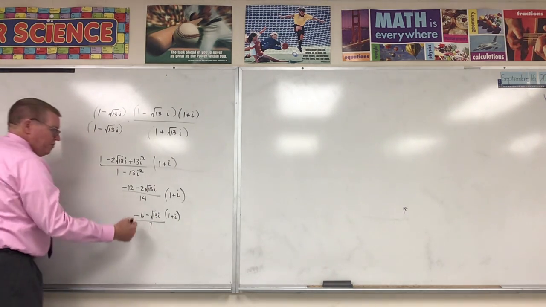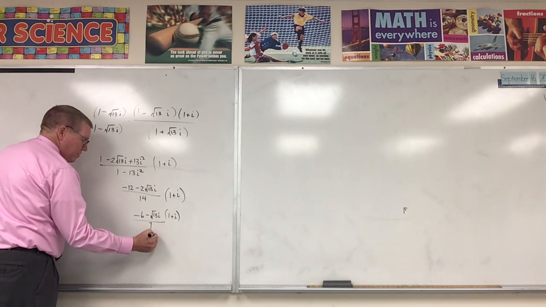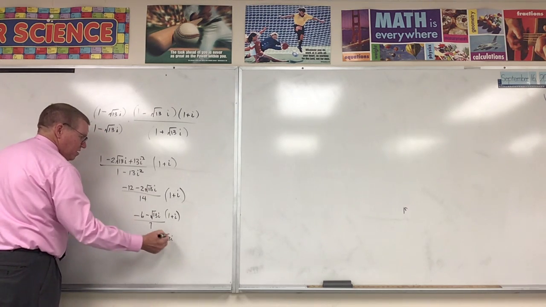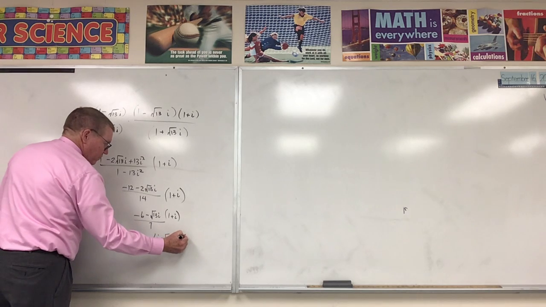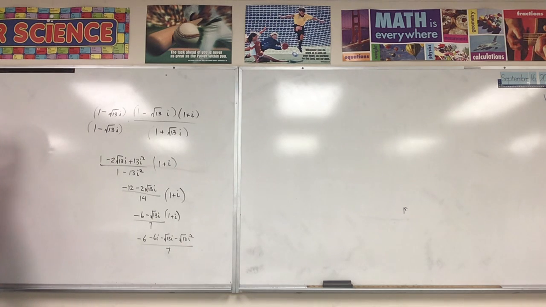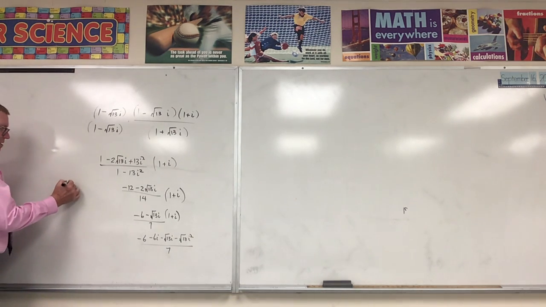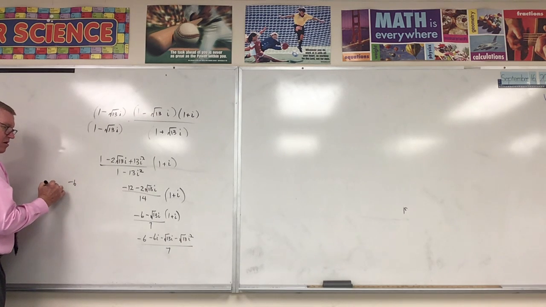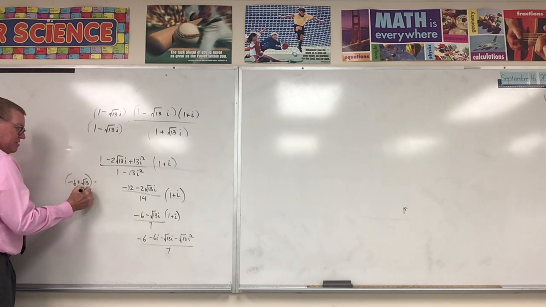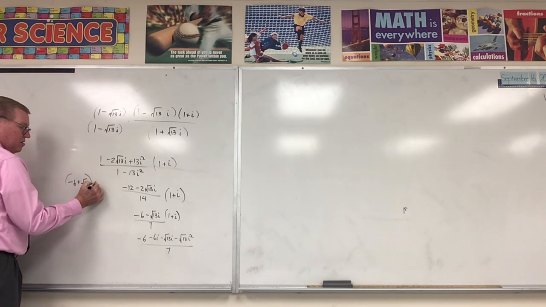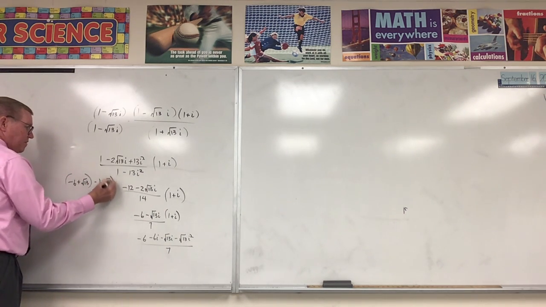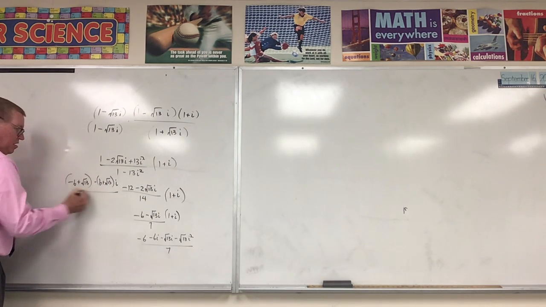Here we're going to have to use the FOIL method. Negative 6 minus 6i minus square root of 13i minus square root of 13i squared, all over 7. Simplify the best I can, and I put the reals together. Negative 6 plus square root of 13 minus 6 minus square root of 13, I'm sorry, it should be plus, i, all over 7.